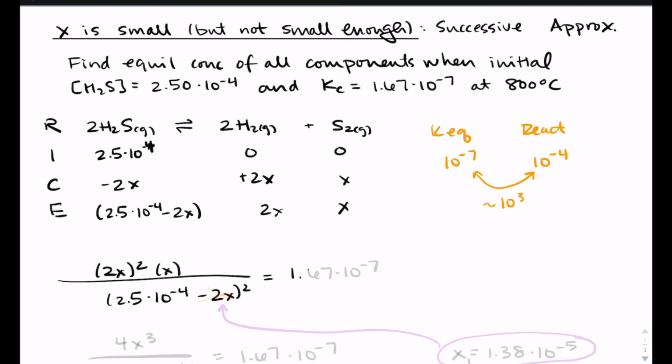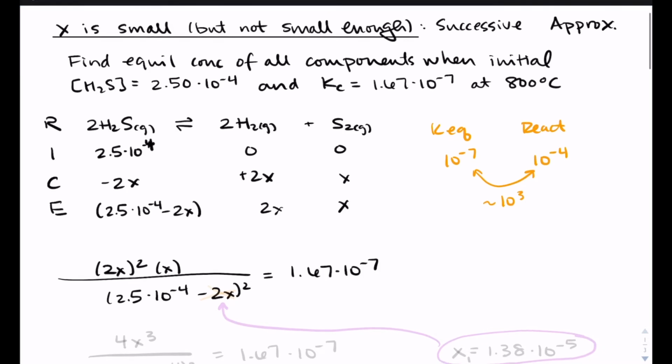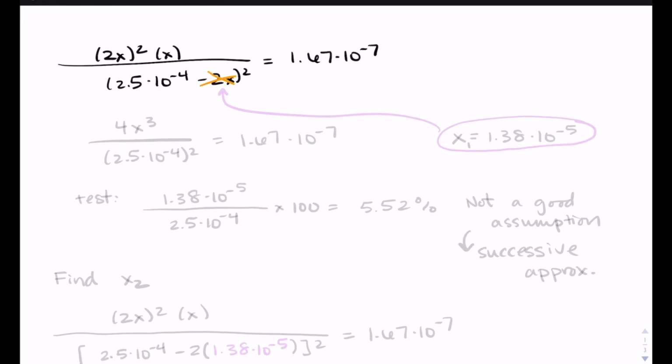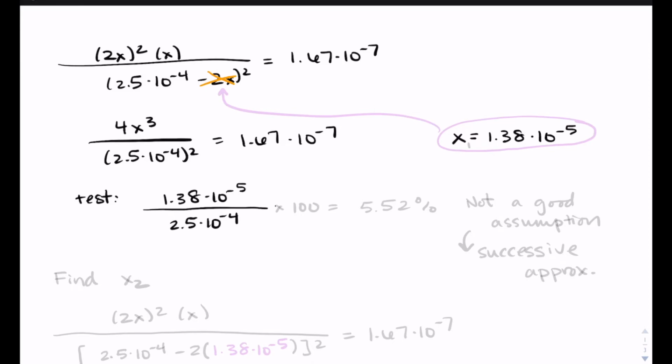When I finish solving this and I solve for x, I get an x value of 1.38 times 10 to the minus fifth. Okay, that's the number. We have to test it to find out if it was a good assumption, which is take that number, divide by the number it was added to or subtracted from, which is 2.5 times 10 to the minus fourth, multiply by 100, and you get 5.52%. It's literally so close, but it did not meet the guidelines. So this was not a good assumption, and we have to do something else.